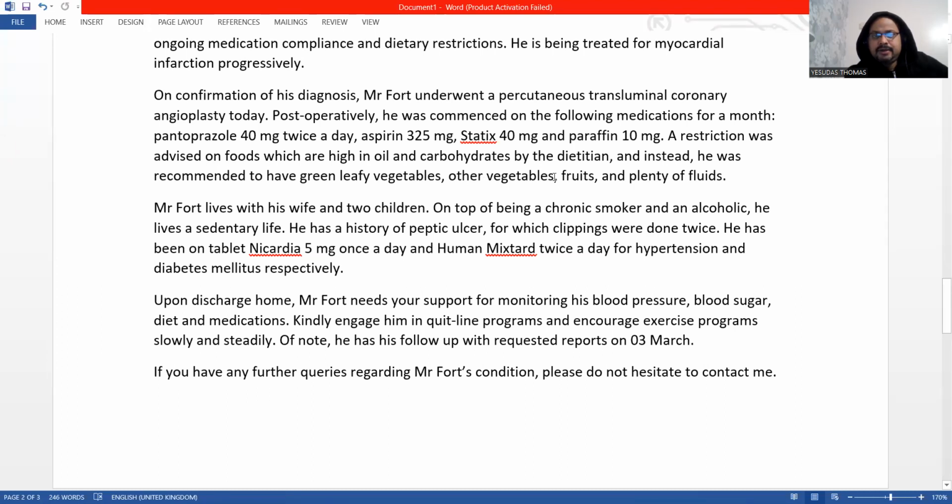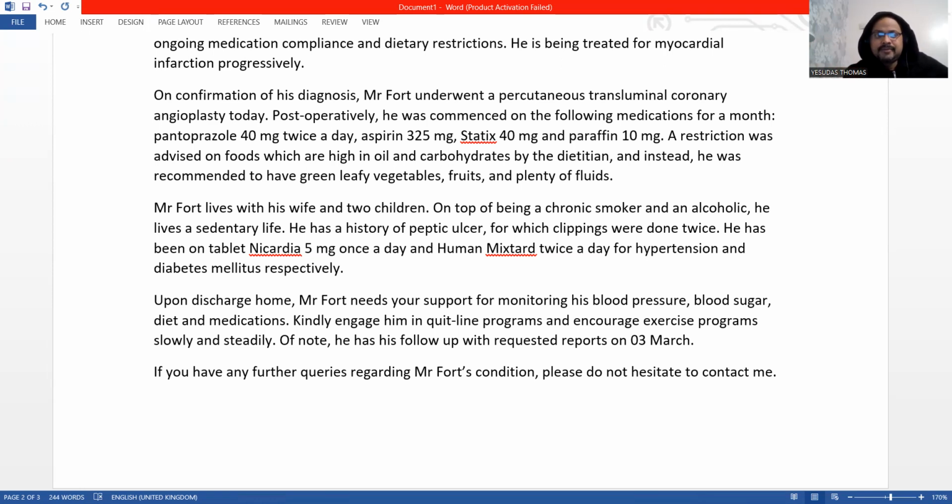Green leafy vegetables. No, because we know not only vegetables, so was another vegetable. It's just a necessary increase of word count. So have green leafy vegetables, fruits, and plenty of fluid.